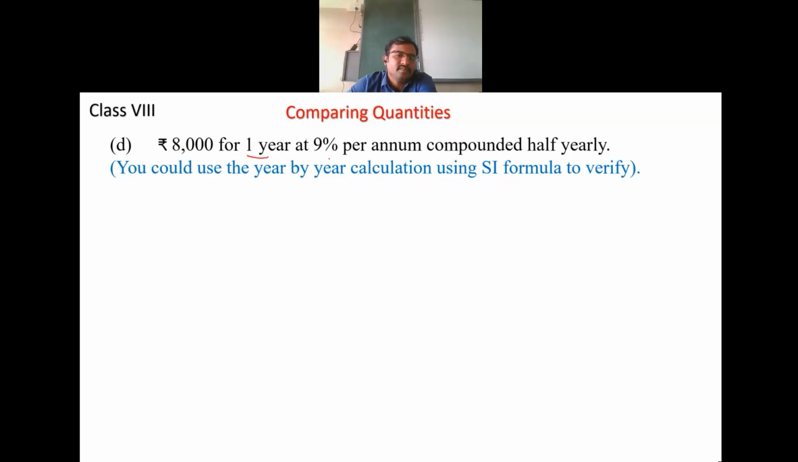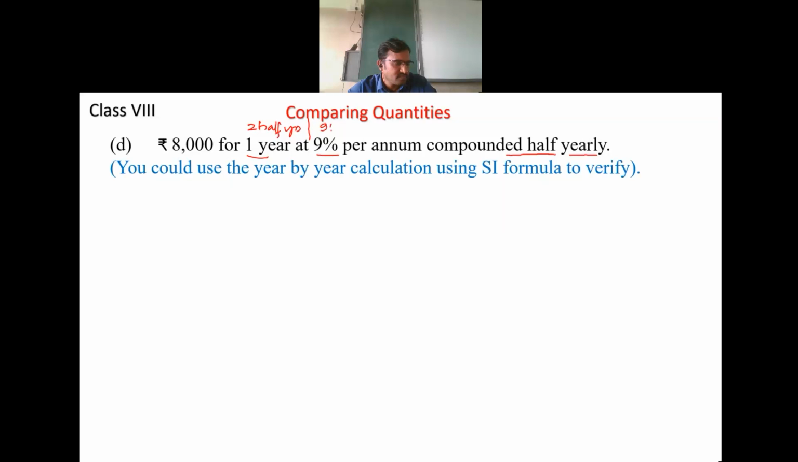Sir, only 1 year, sir. So we can take it by year. Easy. How, sir? Sir, we can take it by 2n, sir. Correct. It is compounded half yearly. So here there will be 2 half years. Two half years, sir. Rate of interest is 9%.